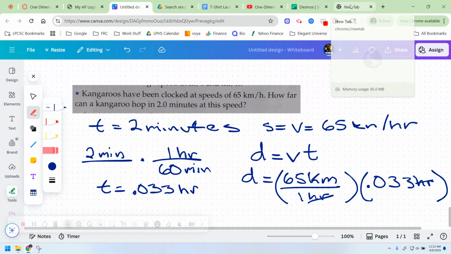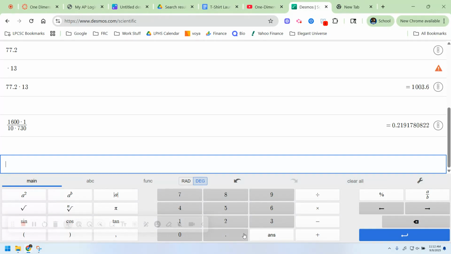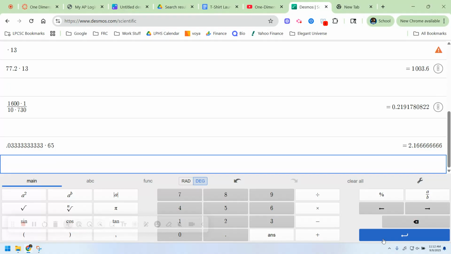So now I'm going to take my 0.033 number, and I'm just going to multiply that. Whoops, I've got to clear that out. I'm going to say 0.033, and I'll do a bunch of threes just for the fun of it, times 65, and I get 2.17 kilometers.